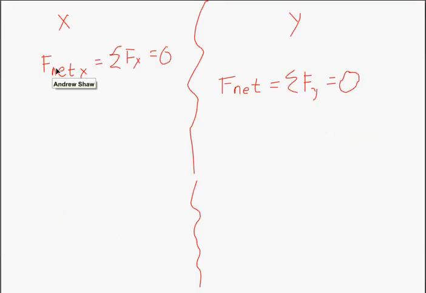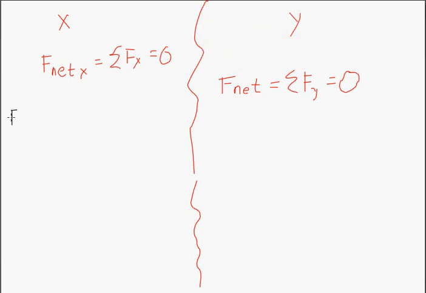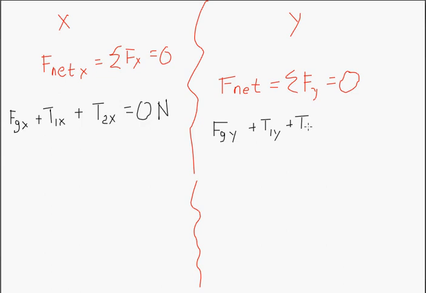So now what I have to realize is this. F net x, the sum of all my forces in the x direction, equals 0. So what that means is this, and this is going to be really, really drawn out, but it means that, starting from scratch, FGx plus T1x plus T2x equals 0. Alright, that seems pretty simple. Let's do it for the y's. FGy plus T1y plus T2y equals 0. And once again, I felt like putting newtons on this time. You can do whatever you want. Well, now we're going to have to figure out what these terms mean.